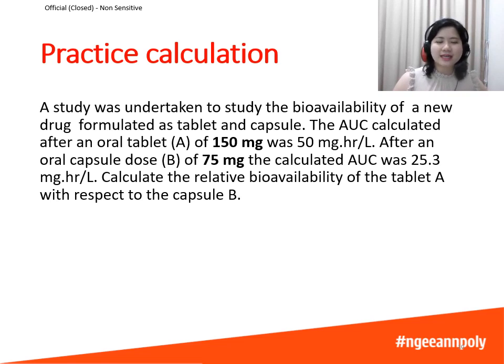Let's say a study was undertaken to study the bioavailability of a new drug formulated as a tablet and a capsule. The AUC calculated after the tablet A of 150 mg was given was 50 mg hours per liter. After an oral capsule dose B of 75 mg, the calculated AUC was 25.3 mg hours per liter. Calculate the relative bioavailability of the tablet A with respect to the capsule B. Press pause to do your own calculation first, then press play to review the answer.